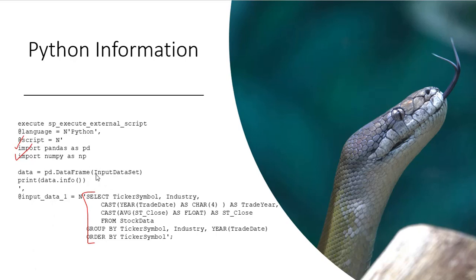Then here, we take that input data set, and it's going to be put into a data frame in Python. So Python likes to work with data frames. So we've got our pandas.DataFrame here, and the inputs from our query. And here at the end, we do a print of data.info. So we're not going to actually print the results of the query. We're going to print information about the results of the query.